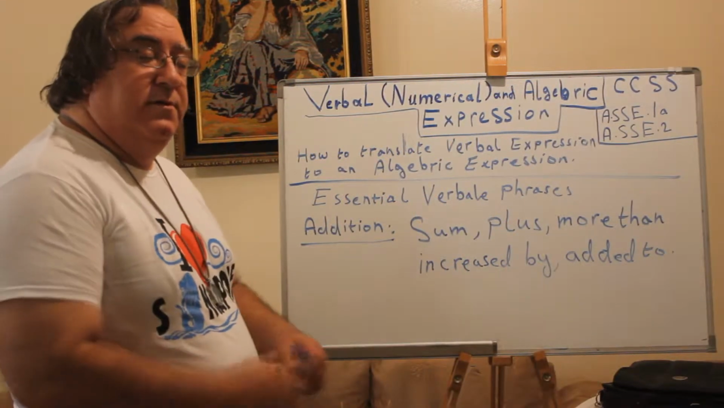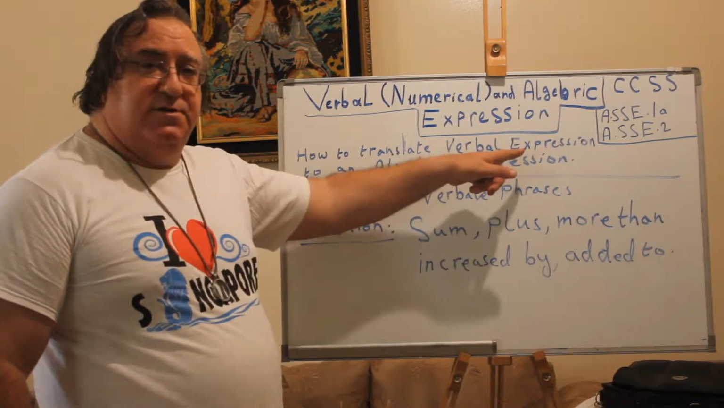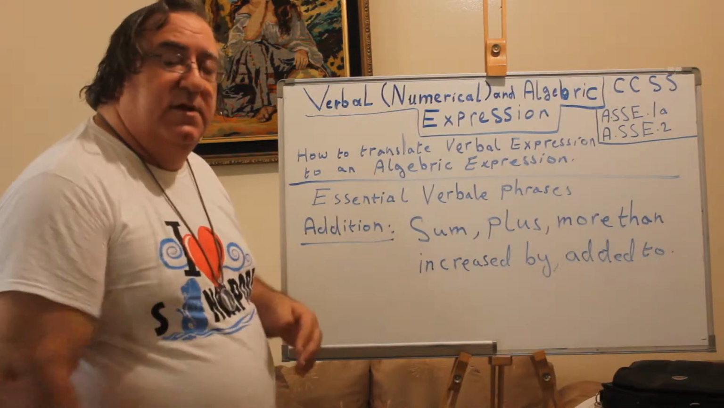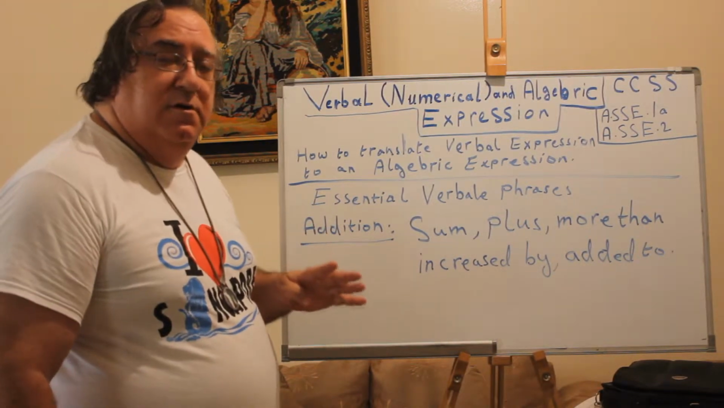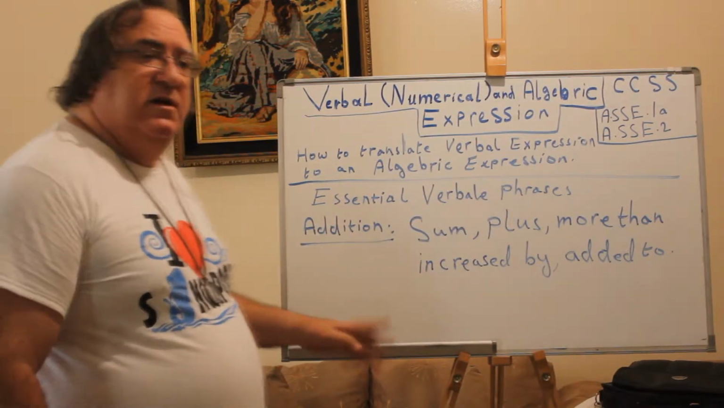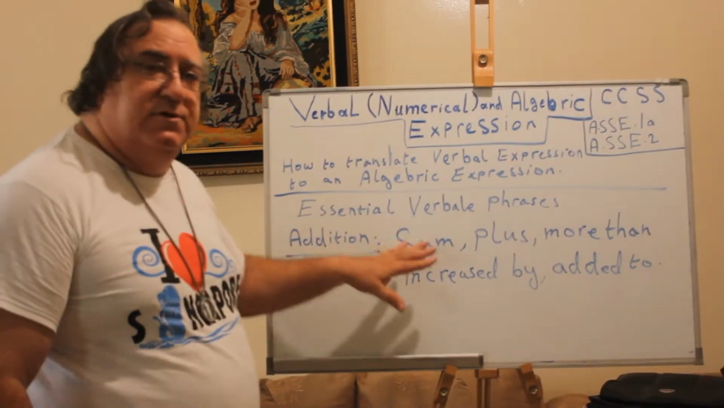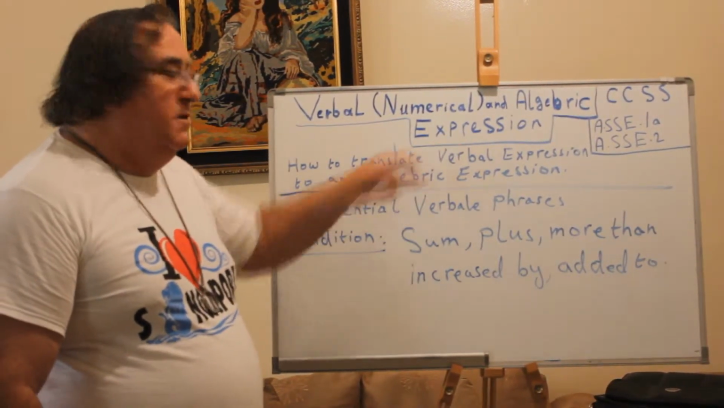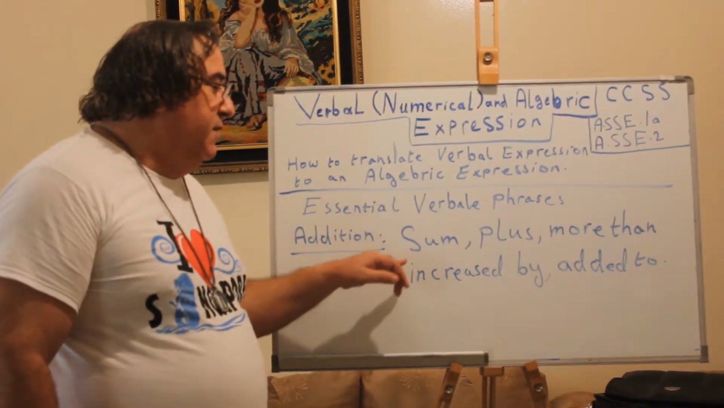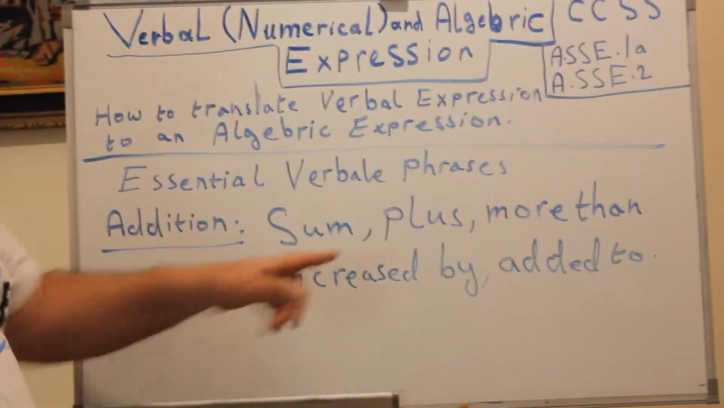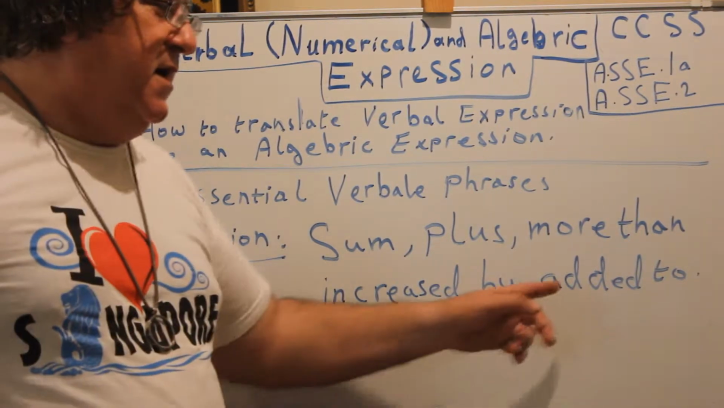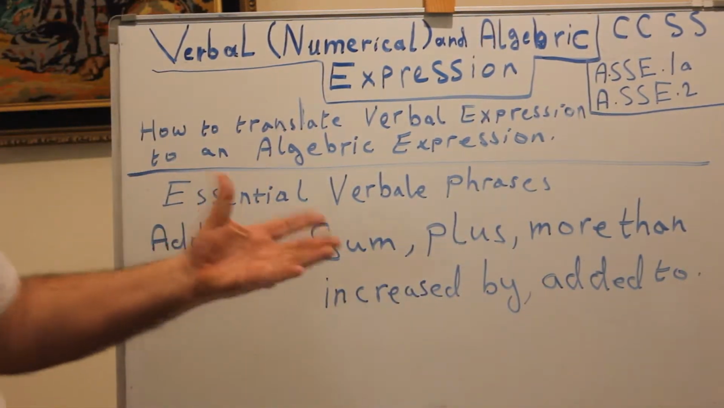Now we are going to talk about how to translate a verbal or numerical expression to an algebraic expression and vice versa. You have to know four operations, which are the essential verbal phrases. We'll start with addition. These words are used in the expression, whether it is verbal or algebraic. You have to use the word sum for addition, plus, more than, increased by, added to, and more. These are the most essential ones.